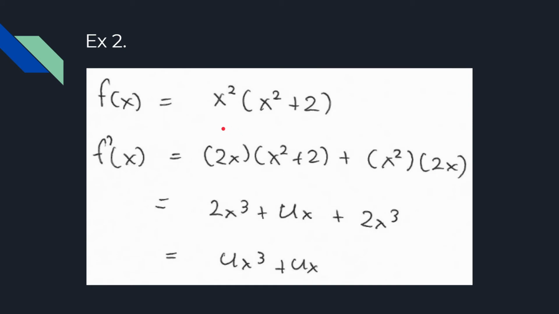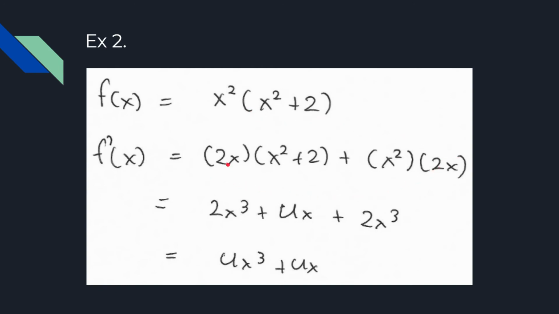This is an example where you again can choose to not use the product rule, choosing to distribute this in, right? And in this instance, you might also still choose to do it the power rule way. But again, it's one of those examples where you're able to actually see how the product rule works. The derivative of the first function, x squared, is 2x times the second function, which is x squared plus 2, plus the first function, x squared, times the derivative of the second function, which is 2x.